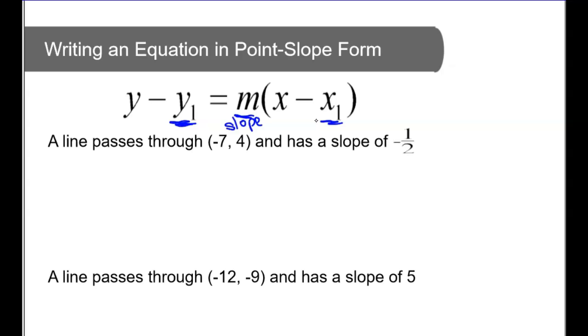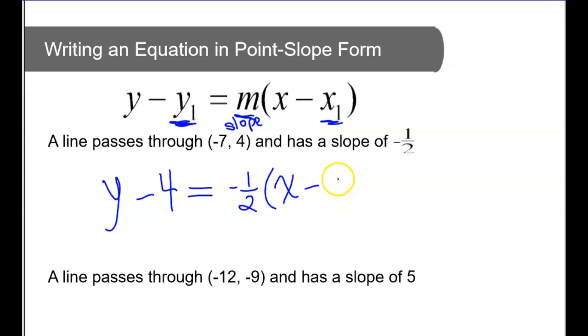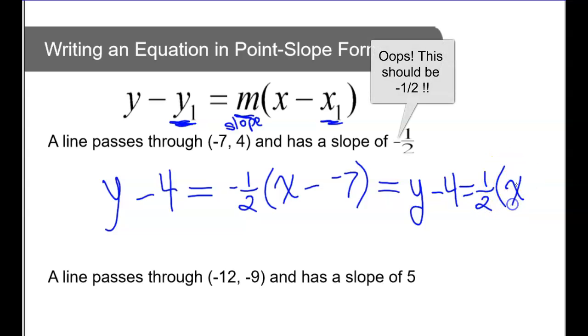So a line passes through negative 7, 4, and has a slope of negative 1/2. What's the equation for that? So I'm going to take y. And what's my y-coordinate? My y-coordinate is 4. And that's going to be equal to my slope, which is negative 1/2, times this quantity, x minus my x-coordinate, which is negative 7. Well, I don't want to leave it here as x minus negative 7. So a better way to write this will be y minus 4 equals negative 1/2 times x minus a negative. I'm going to rewrite that as plus 7.